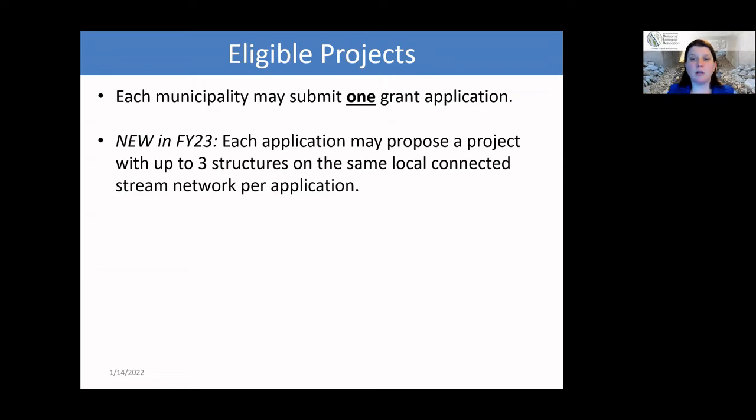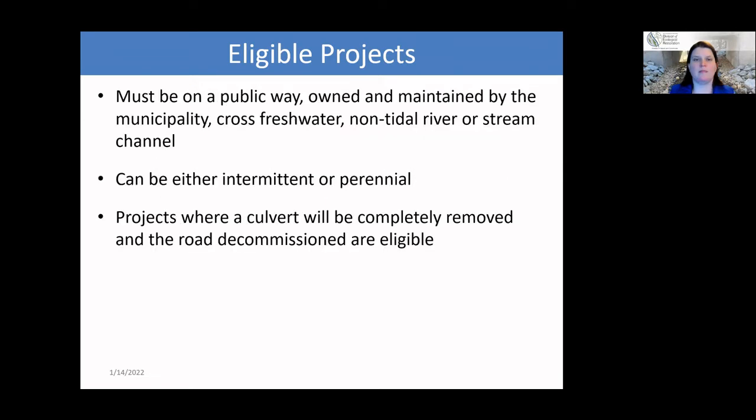Please note, in cases where multiple structures are being proposed by adjacent municipalities under a joint application, no more than 3 structures on the same local stream network can be included in the joint application.